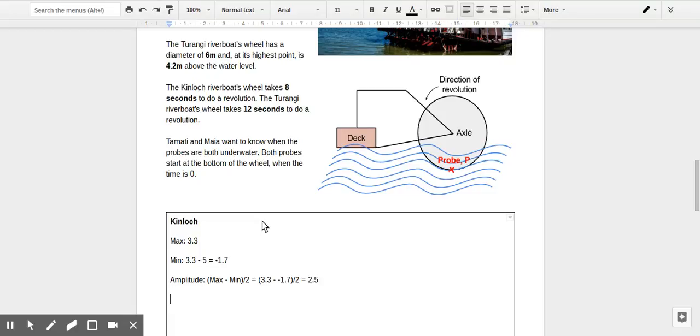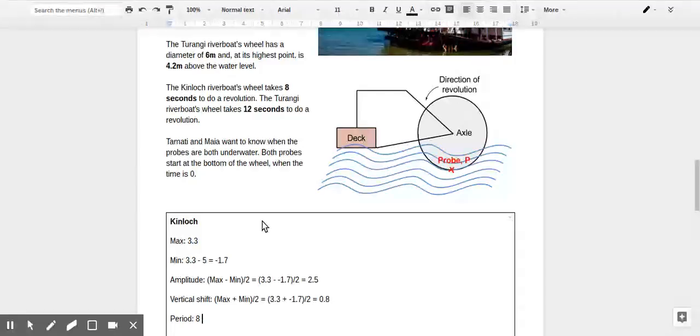What can we do next? Our vertical shift. The formula for that is max plus min divided by 2. So that's 3.3 plus negative 1.7 divided by 2. That's the same as 3.3 minus 1.7, which is 1.6, divided by 2, so we have 0.8. That's our vertical shift.